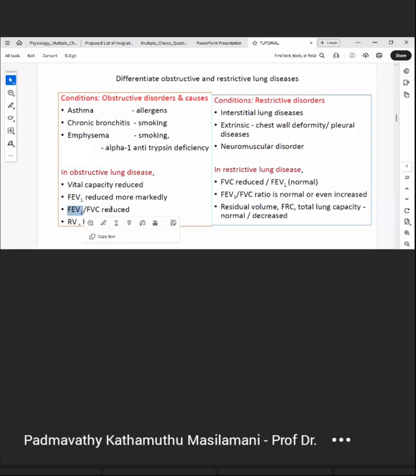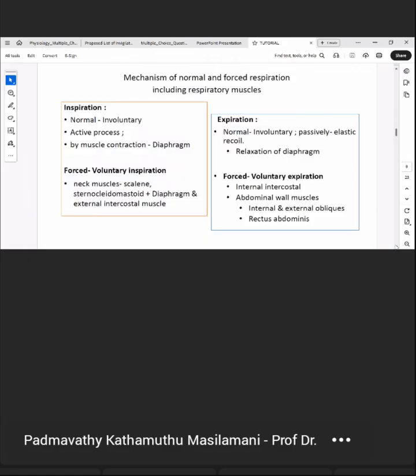Unlike in restrictive lung disease, vital capacity is less because the expansion is less. FEV1 is not affected, so the ratio is also not affected. Sometimes it may even be elevated because FEV1 is not affected. But because the expansion is restricted, the residual volume, FRC, and total lung capacity may be normal or decreased. This is the difference between obstructive and restrictive lung disease. Okay. This slide is also important.